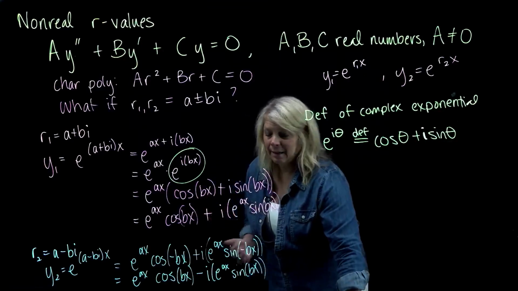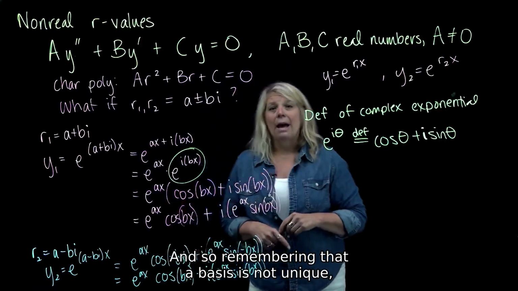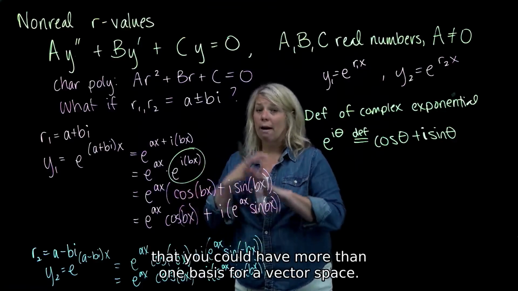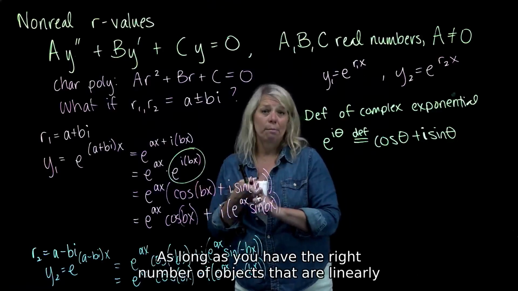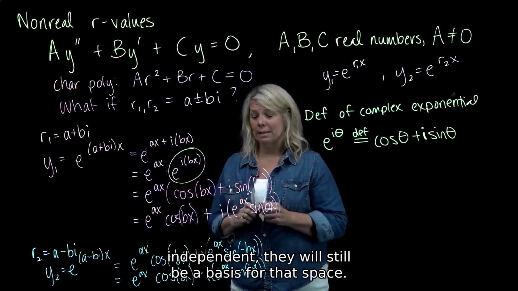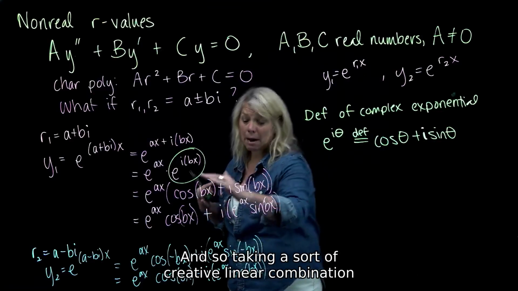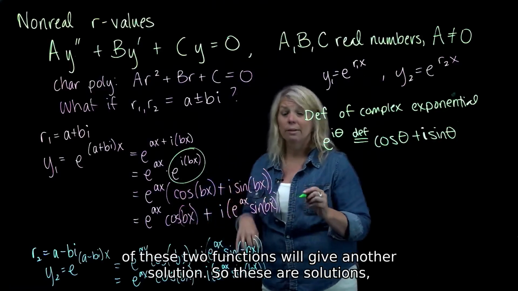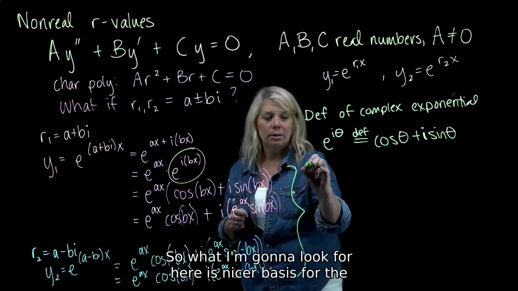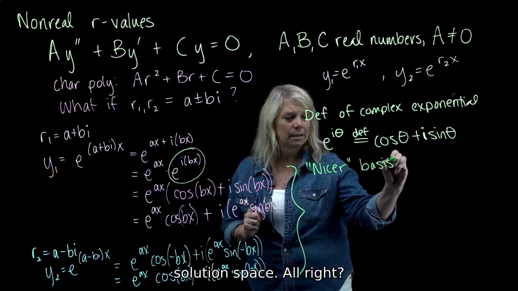However, they're kind of messy. Why are they messy? Because they have this imaginary term. And so remembering that a basis is not unique, that you could have more than one basis for a vector space, as long as you have the right number of objects that are linearly independent, they will still be a basis for that space. And so taking a sort of creative linear combination of these two functions will give another solution. So these are solutions, but they're not as nice as we would like them to be. So what I'm going to look for here is a nicer basis for the solution space.